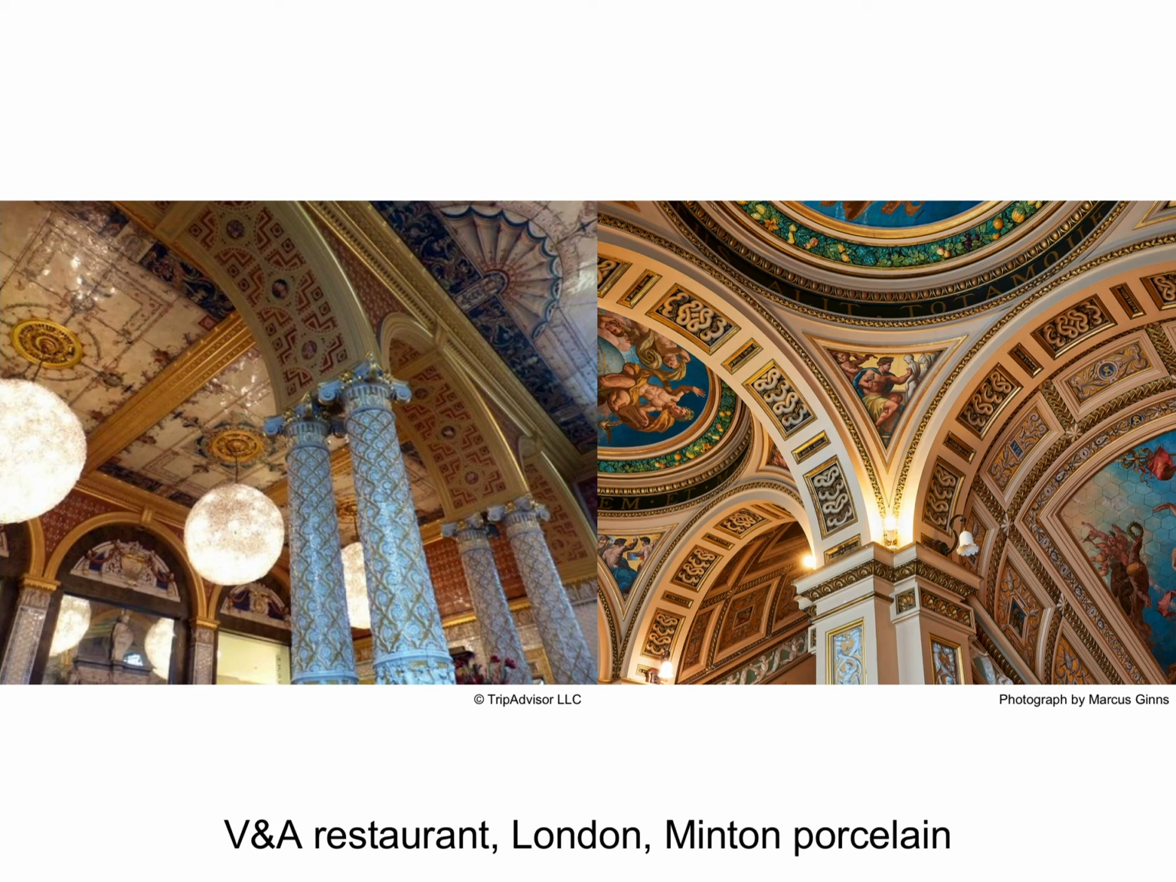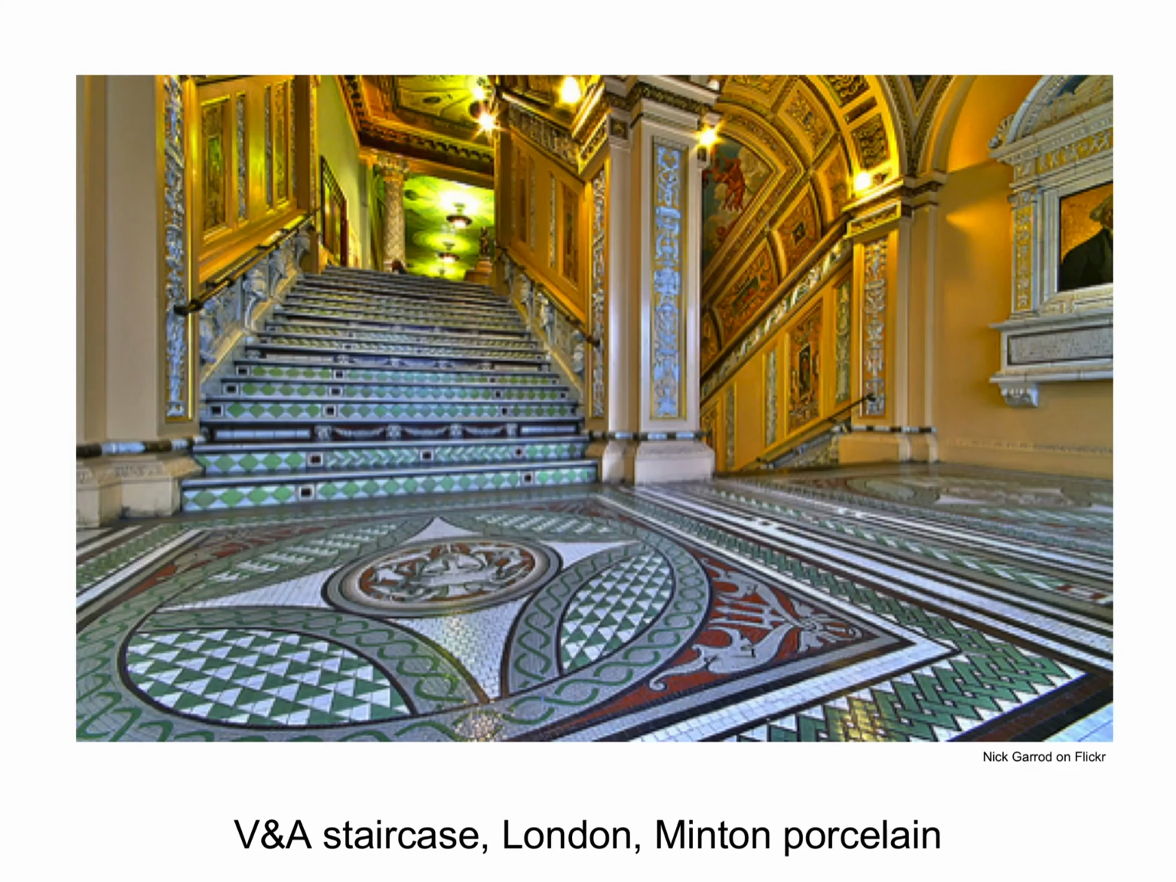If you make your way to London and go visit the V&A Museum, the Victoria and Albert Museum, don't miss the restaurant. It is again completely covered in Minton porcelain. The whole thing is in porcelain and it's quite a sight. And then as you make your way to the ceramic rooms upstairs, don't forget to take the porcelain staircase, which is also completely covered in porcelain made by Minton in England in the mid-19th century.